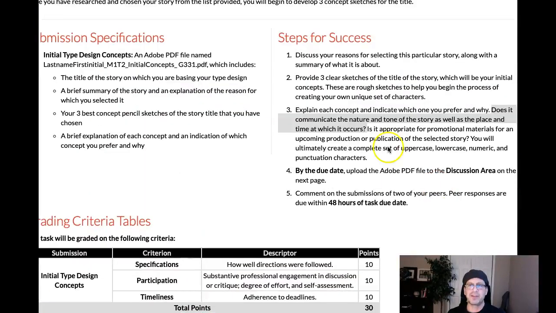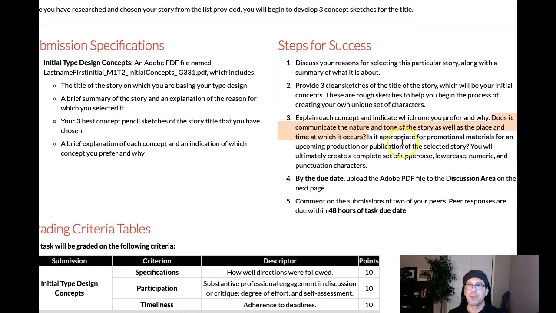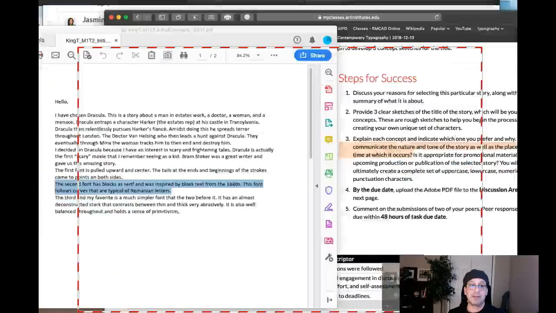One of the most important sentences in the submission specifications and steps for success, I think, is this one right here that I have highlighted. For each of your fonts, you want to address how it communicates the nature and tone of the story, as well as the place and the time in which it occurs. So we're drawing direct connections between the nature and tone of the story, the location, the attributes of the main players, characters, and the general underlying theme of the story. So really decipher how that communication represents those elements. Again, fantastic job on the sketches.